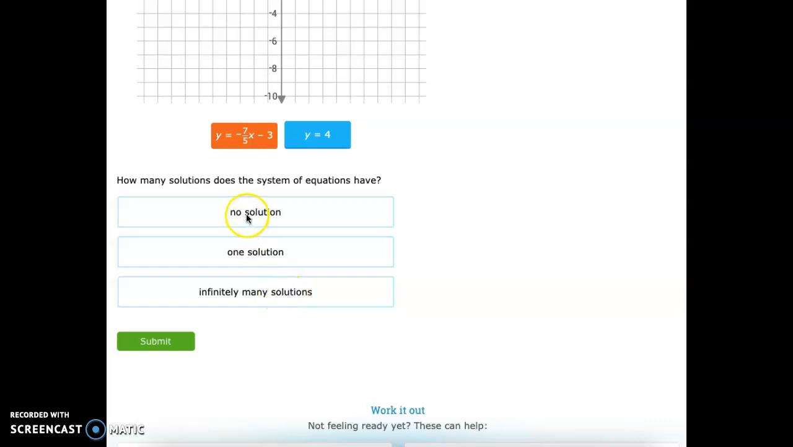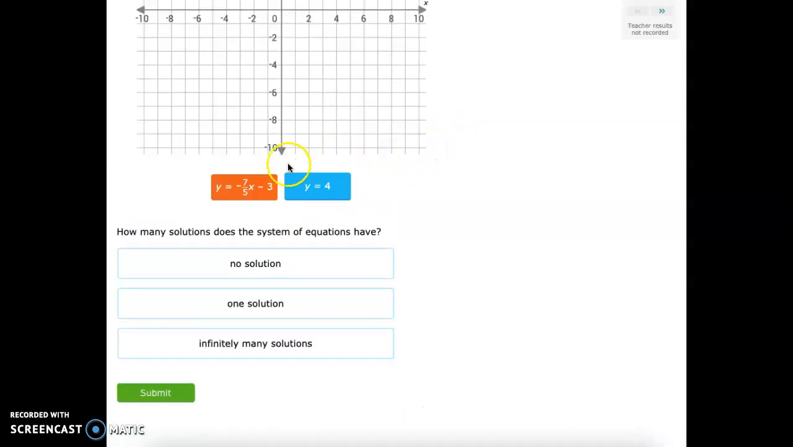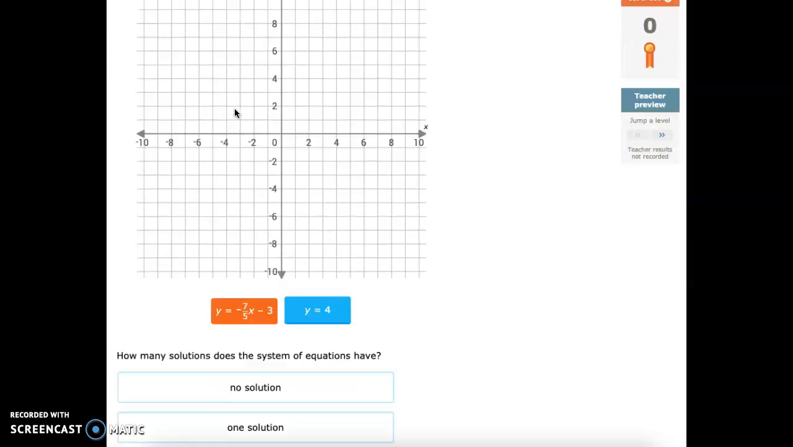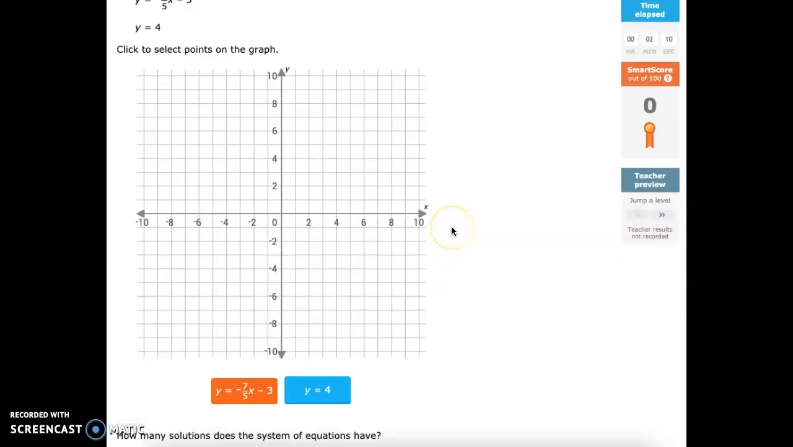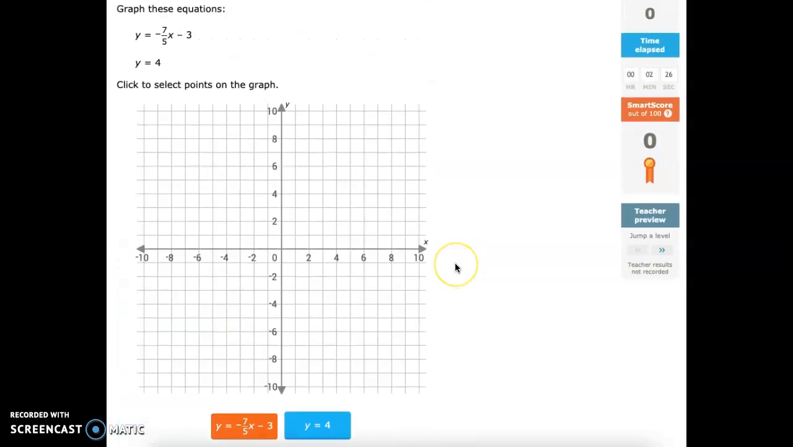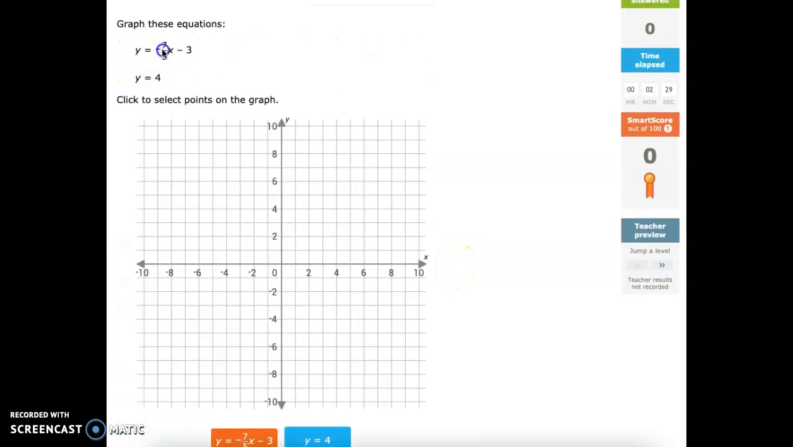In order for there to be no solutions, the lines of the equations may not intersect. So they cannot touch each other or cross at any point. For there to be one solution, they will only cross at one point, and that's only possible with two lines. Two linear equations can only intersect once. And for infinitely many solutions, the only way for that to happen is if each line is the same exact equation.